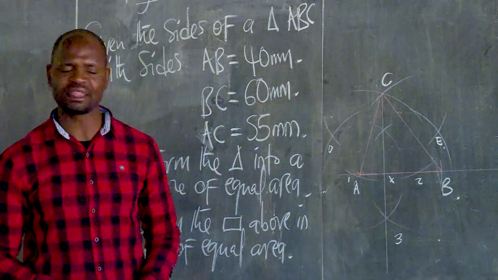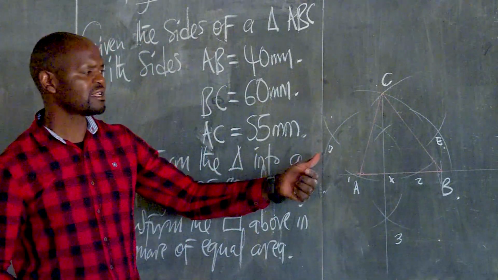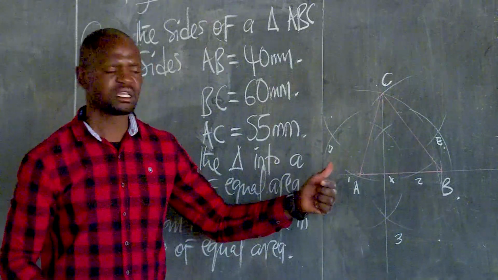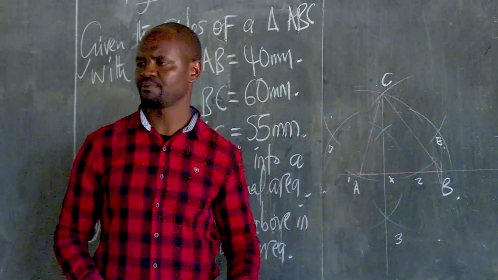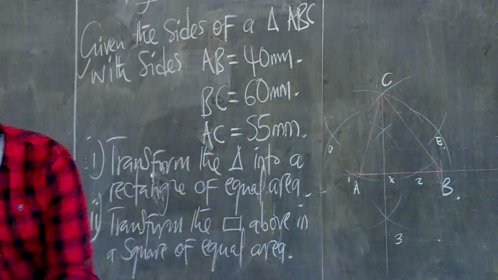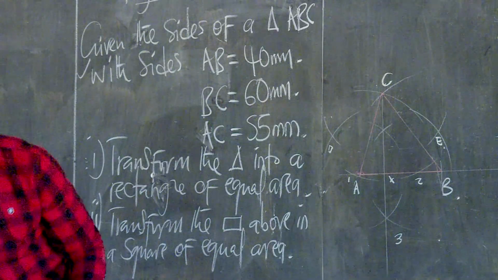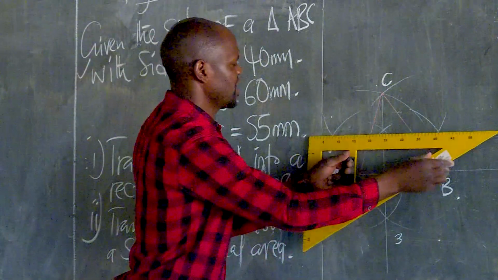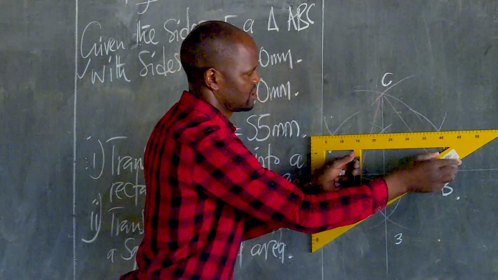So now that we have done that, draw a line from D to what? To E. So this is what you do. First, draw it in construction.